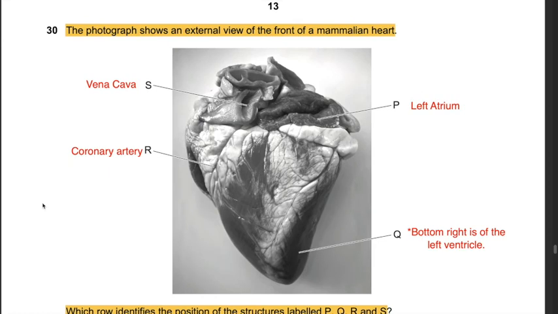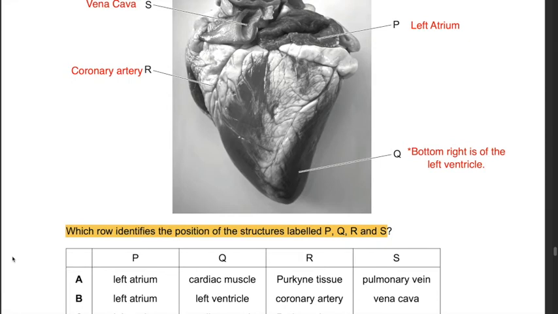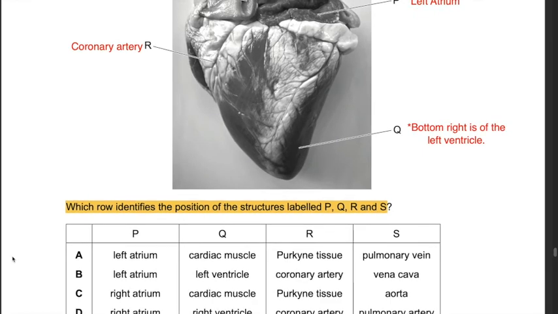Question 30. The photograph shows an external view of the front of a mammalian heart. Which row identifies the position of the structures labeled P, Q, R and S? Now, obviously Q lies to the bottom right of the heart. Therefore, it is a ventricle. And since it is to the bottom right, it is the left ventricle. And P represents the left atrium since it is above Q, however, to the right side. The right side of the heart represents the left atrium and left ventricle. The left side of the heart represents the right atrium and right ventricle. Since P lies on the right side of the heart, it is the left atrium. Therefore, giving us the answer being either A or B.